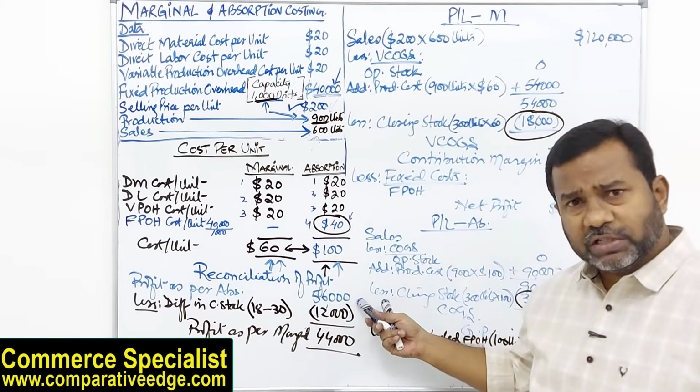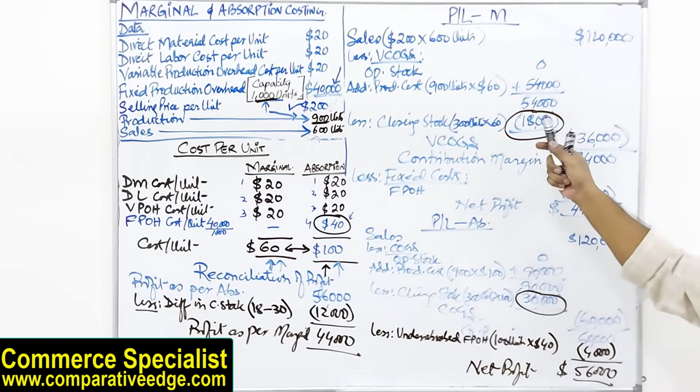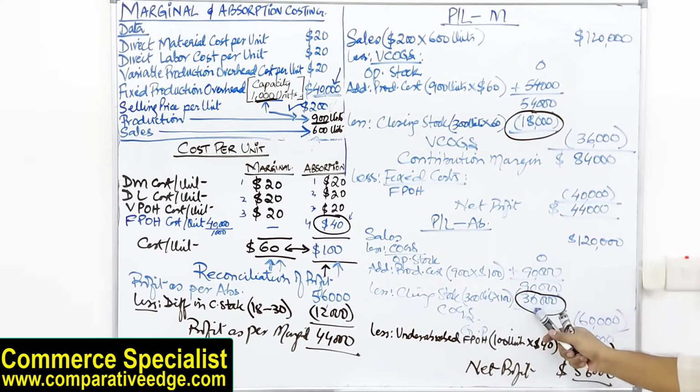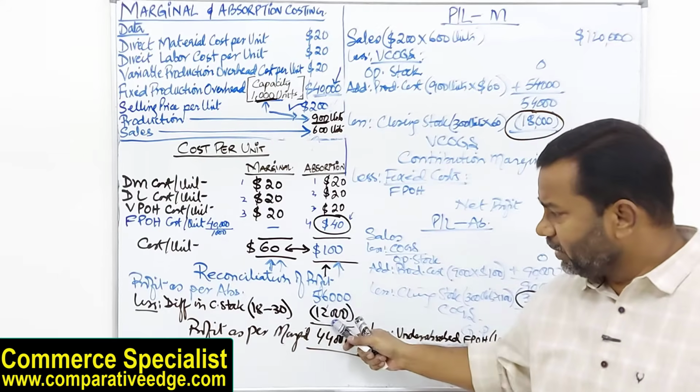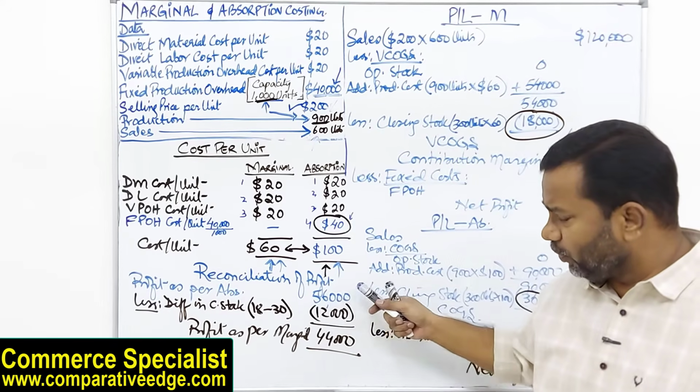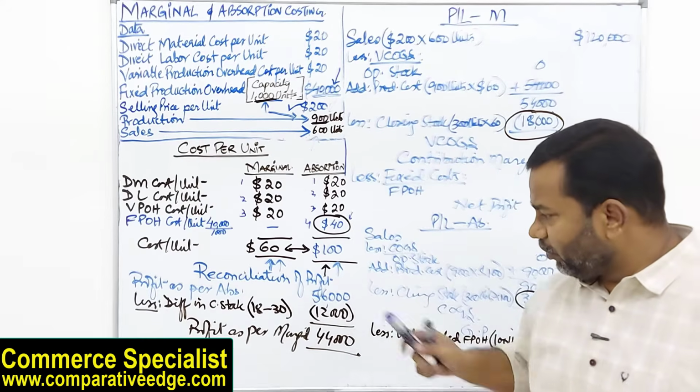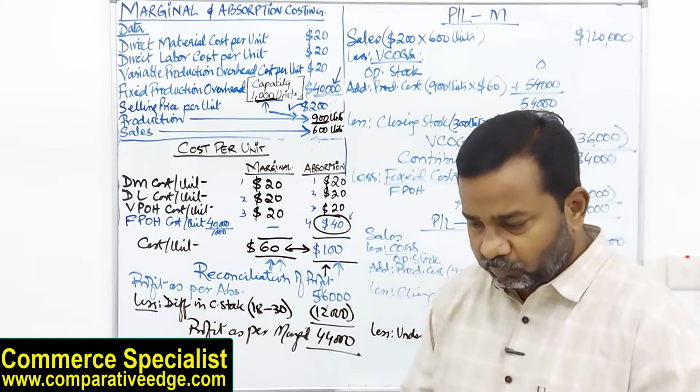Profit as per absorption costing, less difference in closing stock. Closing stock under marginal is 18, closing stock under absorption is 30. So 18 minus 30 is 12. So if you adjust the difference in closing stock to profit of absorption costing, you will get profit as per marginal costing.